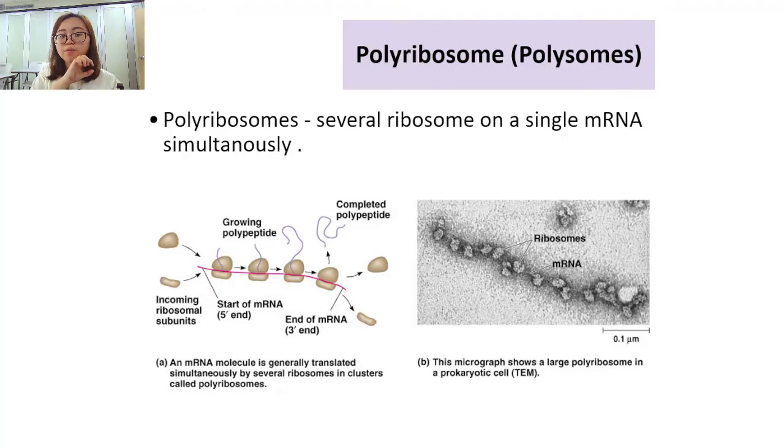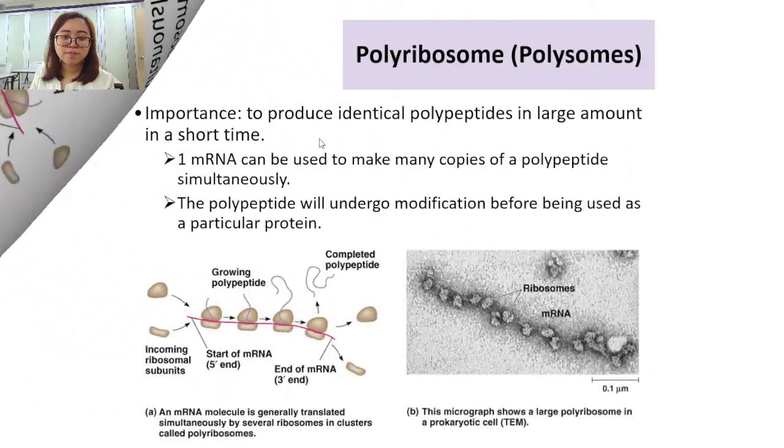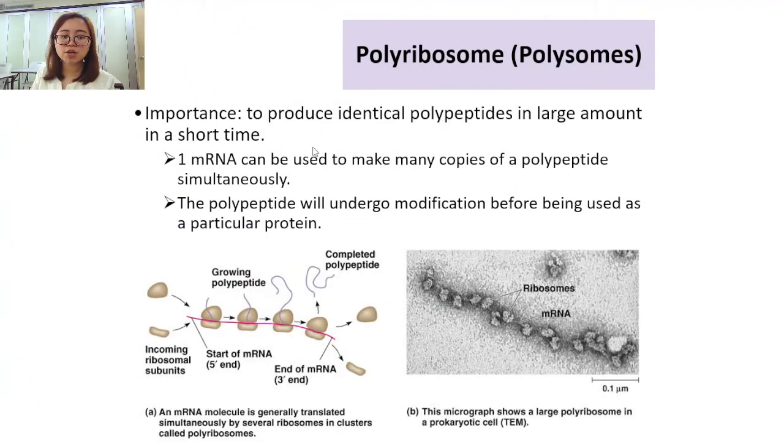Polyribosomes is when you have several ribosomes on one single mRNA simultaneously. So what happens is it can produce identical polypeptides in large amounts in a short time.